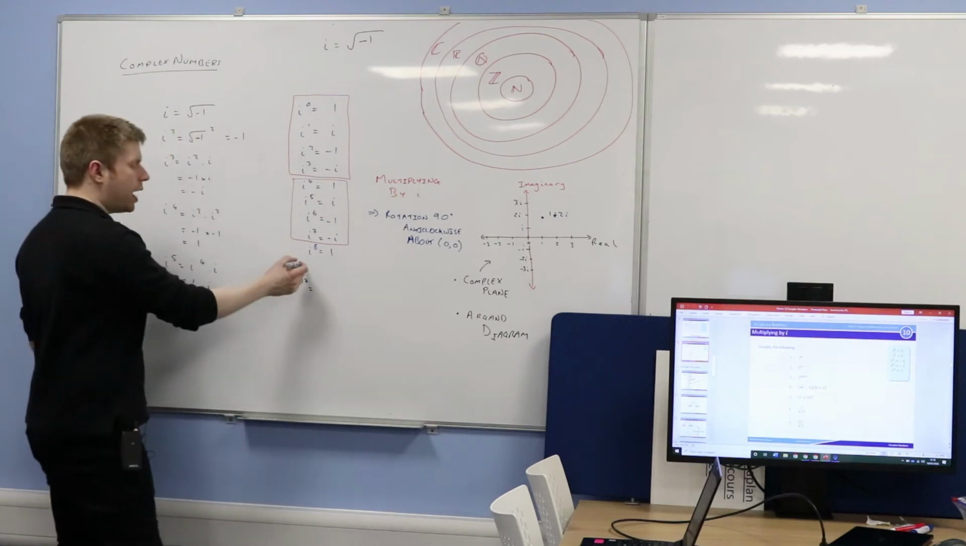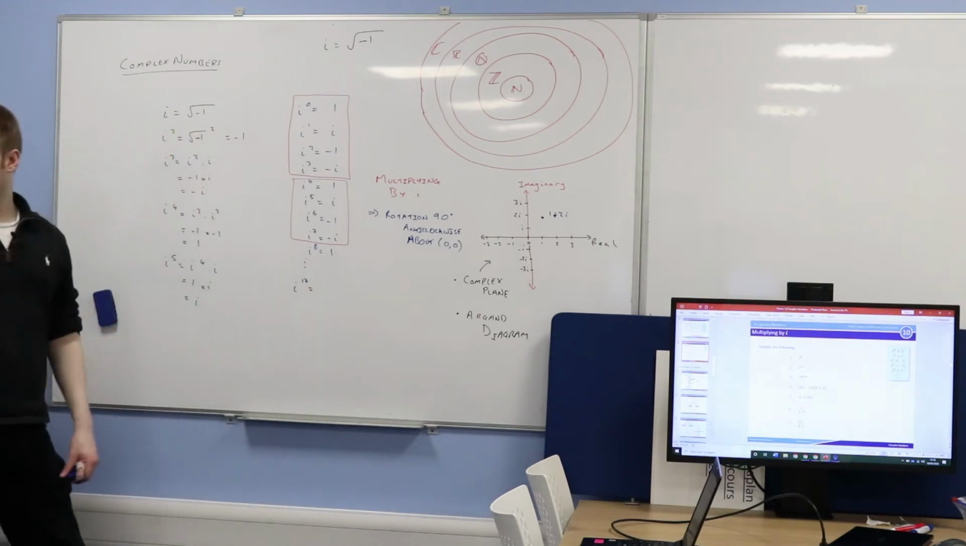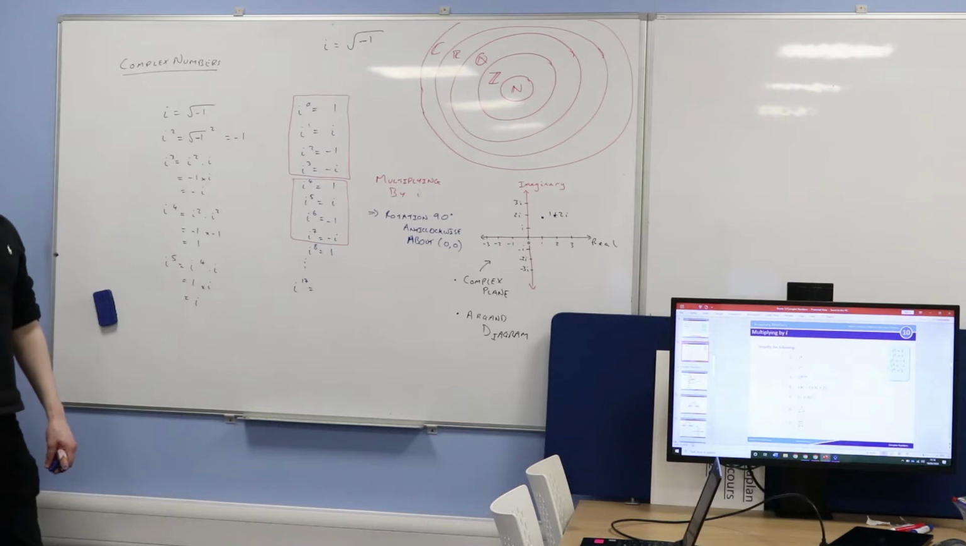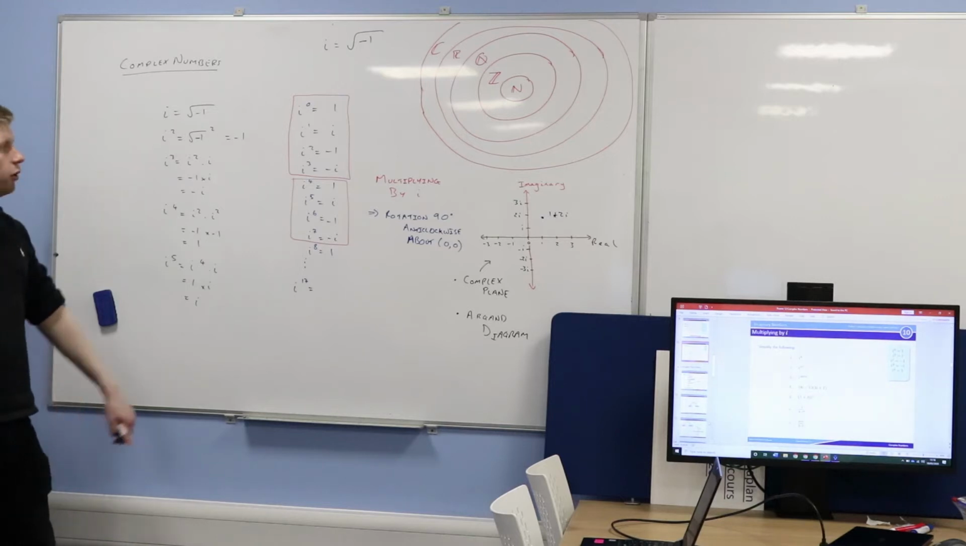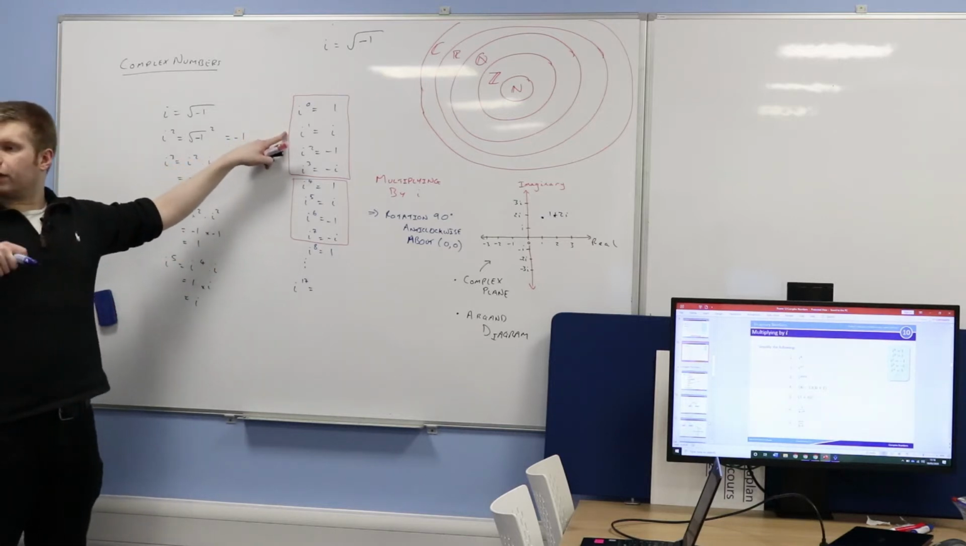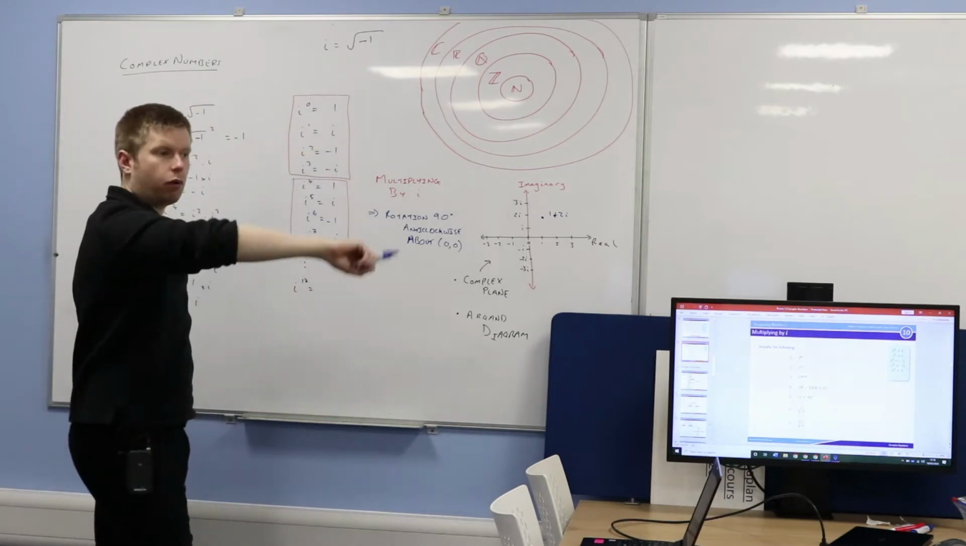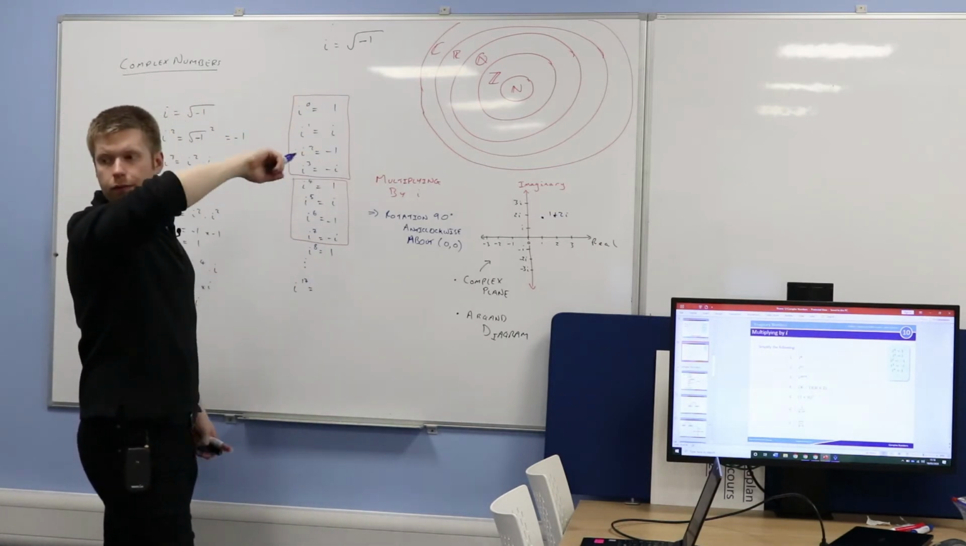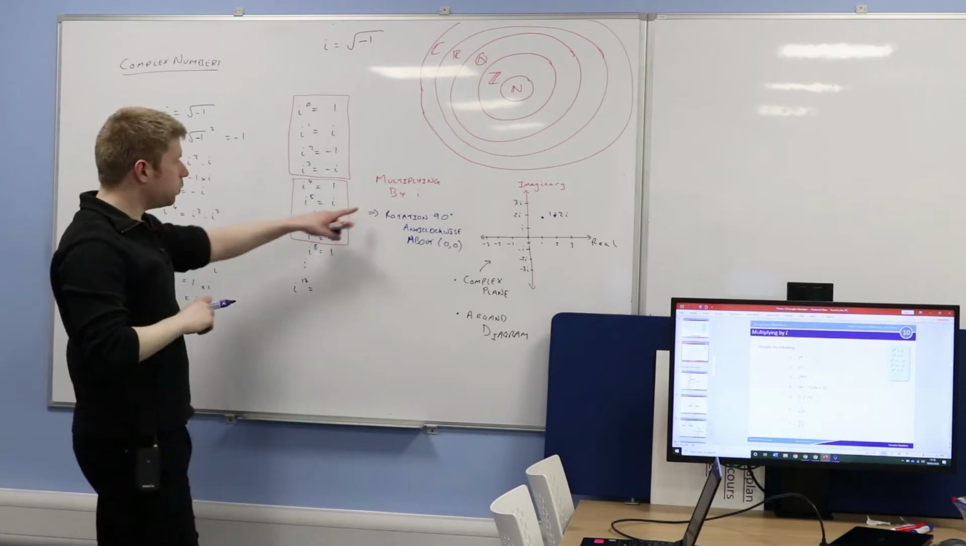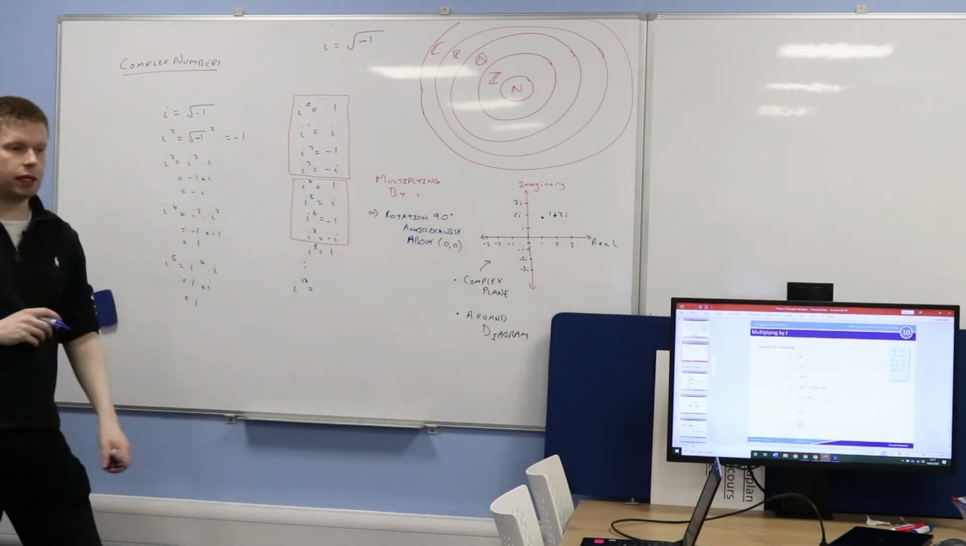How could I work out i to the power of 17? Any suggestions? Have a look at what we're doing. We said every time we multiply by i, we're doing a rotation by 90 degrees anti-clockwise. You all happy? Okay, so multiplying by i corresponds to a rotation of 90 degrees anti-clockwise.